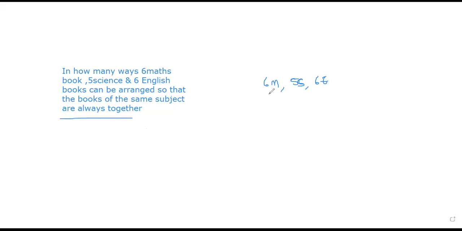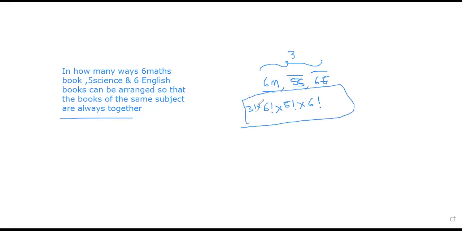Okay, students. First, 6 maths books are there. They can be arranged in 6 factorial ways, into 5 science books, which can be arranged in 5 factorial, into 6 English books, which can be arranged in 6 factorial. And also, how many varieties of books are there? 3 varieties, which can be arranged in 3 factorial ways. So 3 factorial into 6 factorial into 5 factorial into 6 factorial is the final answer.